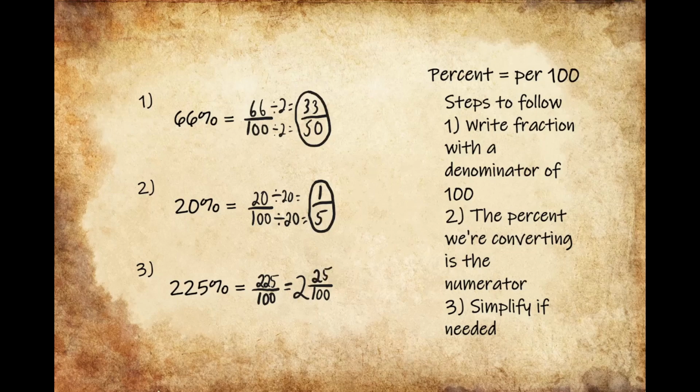But looking at this, I know that I can make this fraction smaller because both 25 and 100 are multiples of 25. So we're going to go ahead and divide both 100 and 25 by 25. So we're going to keep our whole number the same because that hasn't changed. So we're going to go ahead and write a 2 here. And 100 divided by 25 gives us 4. And 25 divided by 25 gives us 1. So 225% written as a mixed number is 2 1/4 when written in its lowest possible terms.